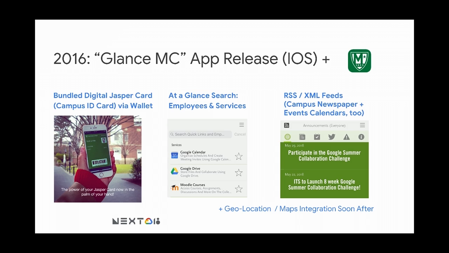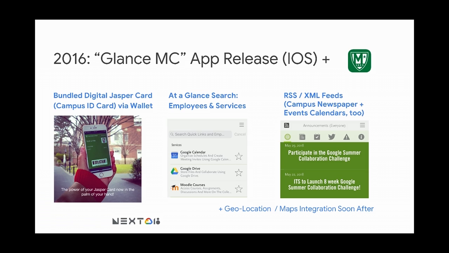So they were supposed to keep more to top level type stuff here. So we released it, and at the same time we released Jasper Pay at the college, which allowed people to pay for their meals and stuff using their digital ID card, and that's become a big hit. We also employed in there what we call the at-a-glance search, which was part of the aggregated campus services that we use on our internet portal. And we have an employee directory and all those services in it. And we also incorporated a bunch of RSS and XML feeds and a campus newspaper.